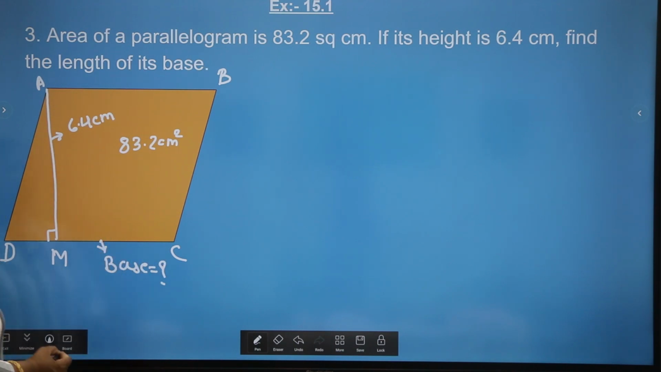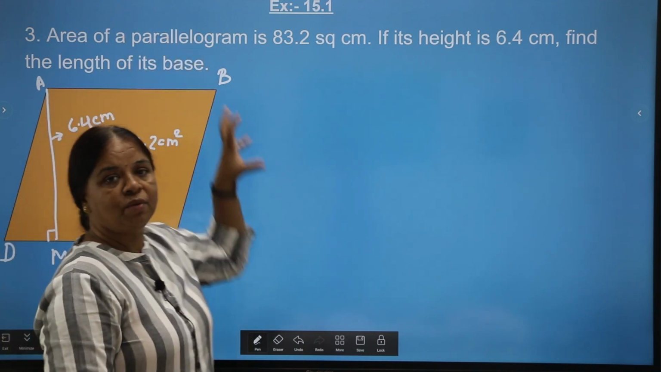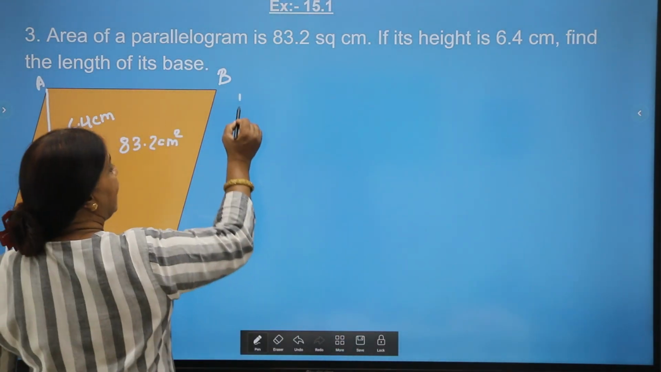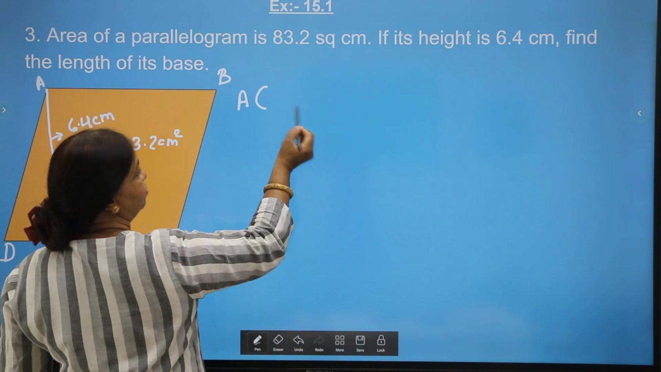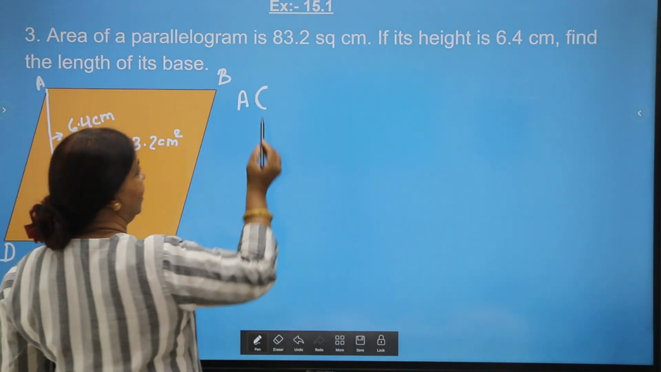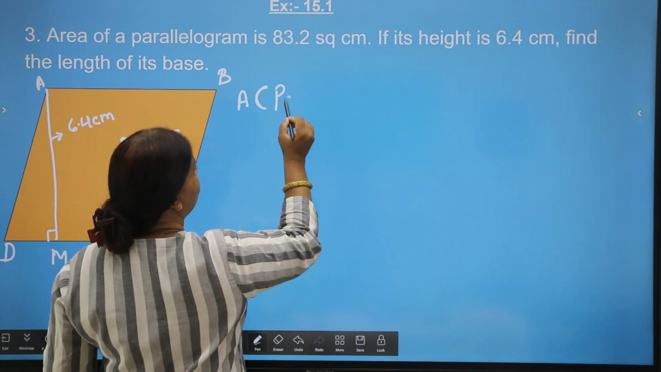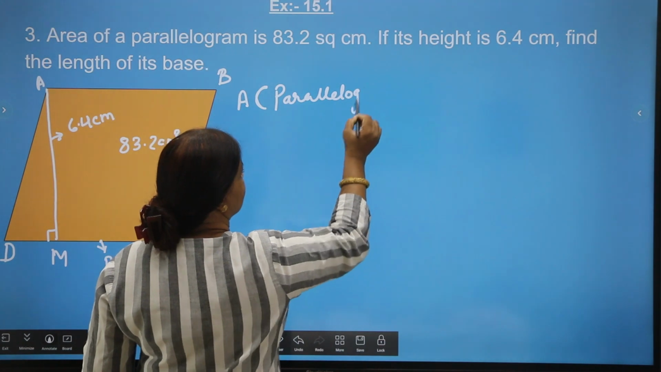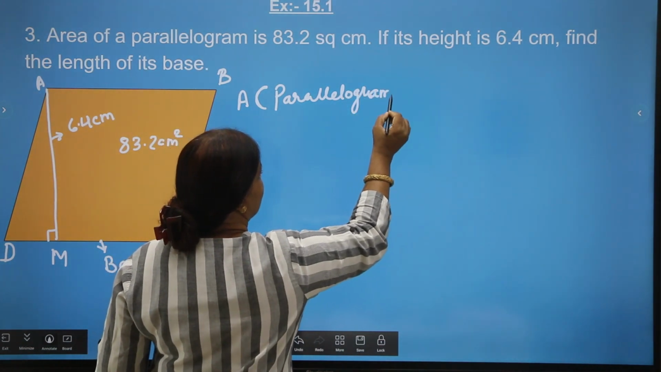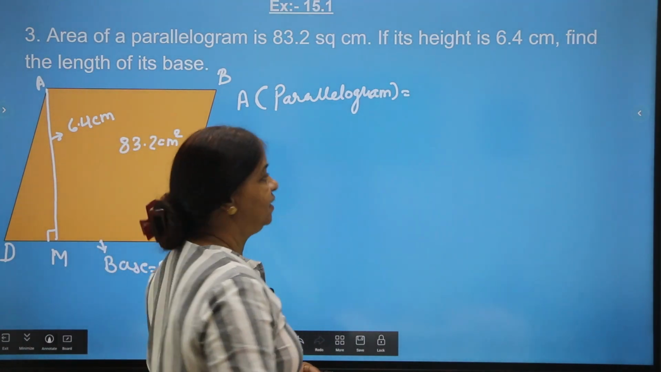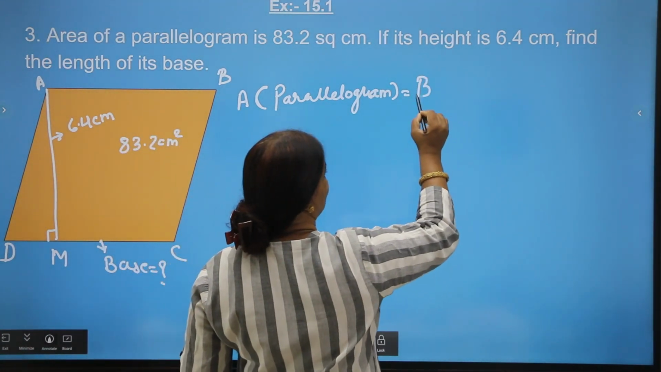Okay. So as it is a parallelogram, we will be using the formula for parallelogram. So area of parallelogram is equal to, as we know, base into height. Now you must be knowing it, children.